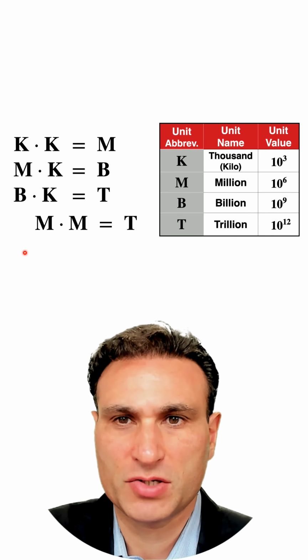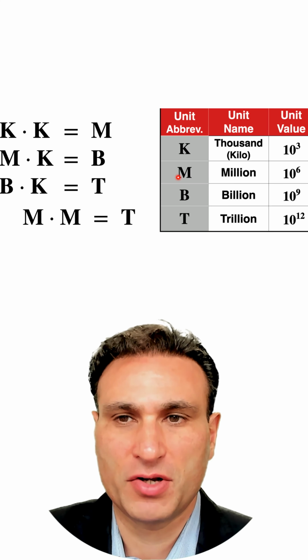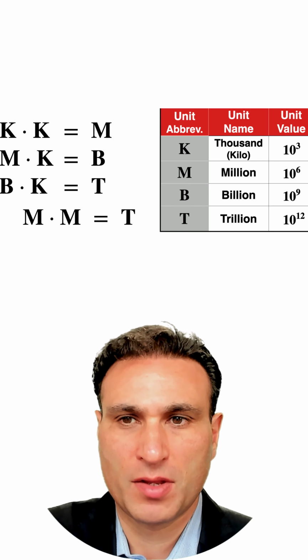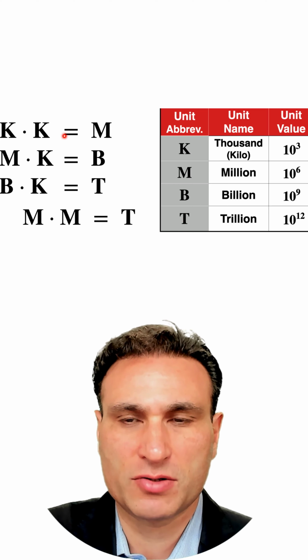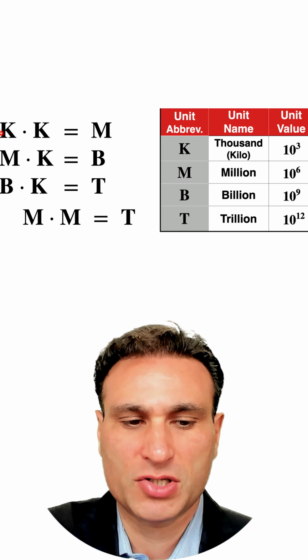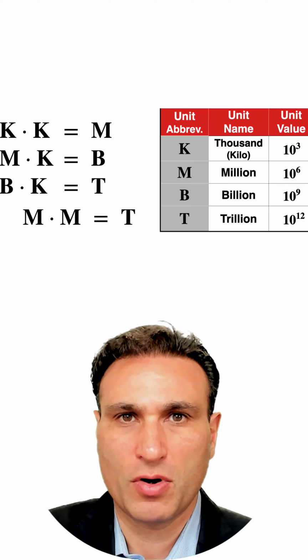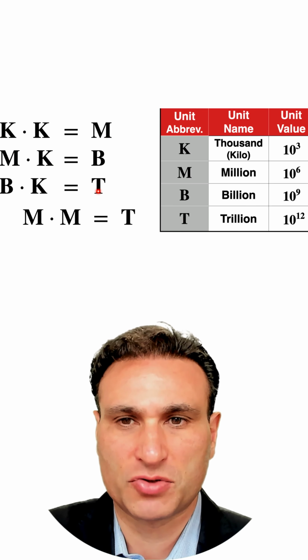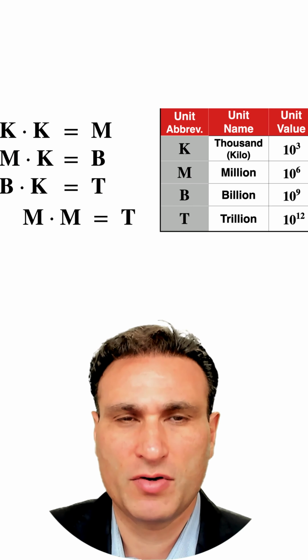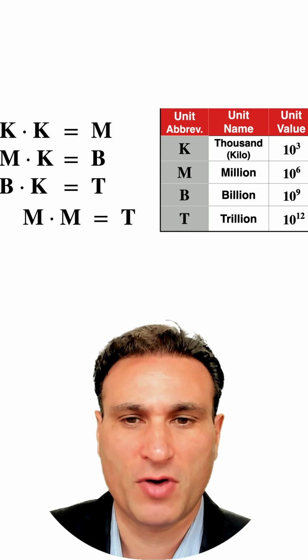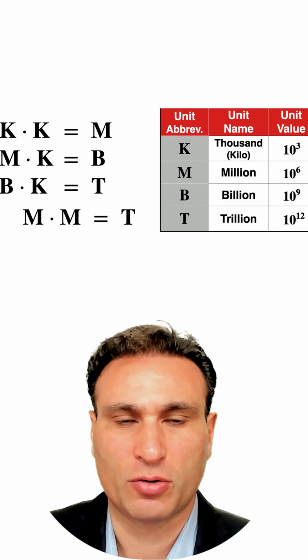These are the unit multiplication facts, and these are the definitions for these abbreviations. These first two facts are the most important. 1,000 times 1,000 equals million, with abbreviations K times K equals M, and million times 1,000 equals billion, with abbreviations M times K equals B. We also have billion times 1,000 equals trillion, and million times million equals trillion. I have another video which explains where these facts come from, the overall pattern, and how to learn it.